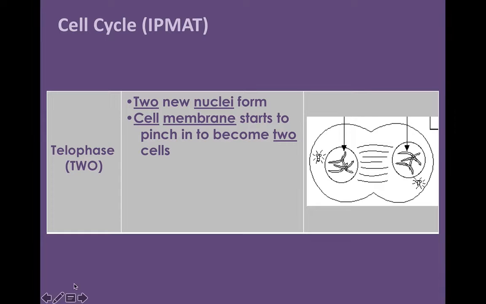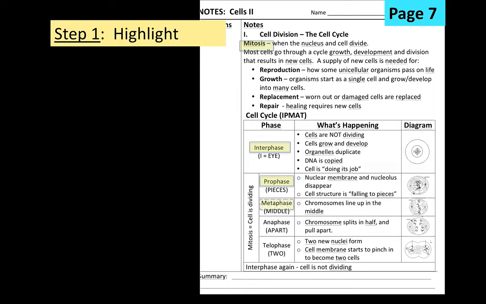All right, and so IPMAT is just sort of a weird little nonsense acronym, but that can help us remember those phases in order and also help give us a reminder of what's actually happening during each one of those phases. All right, so before we move on from page 7, we're going to finish up our Cornell notes here.